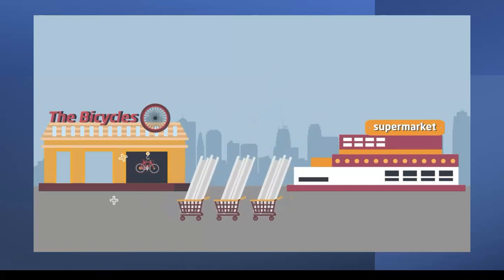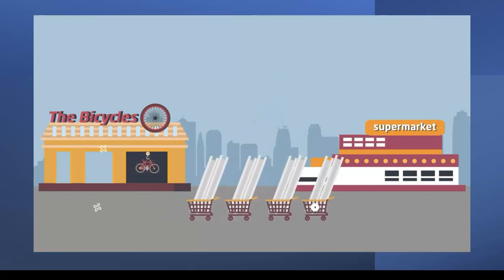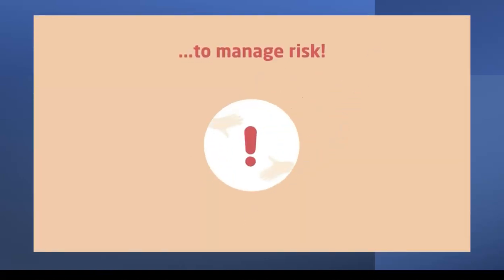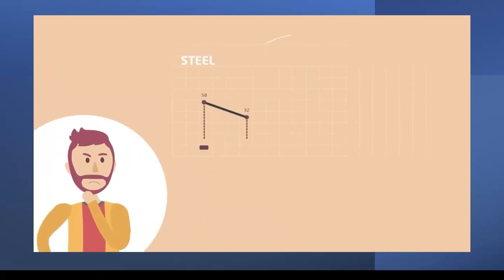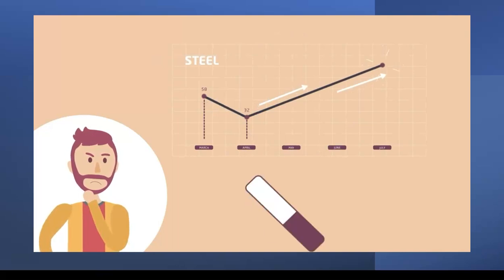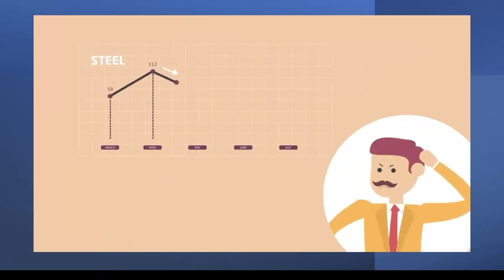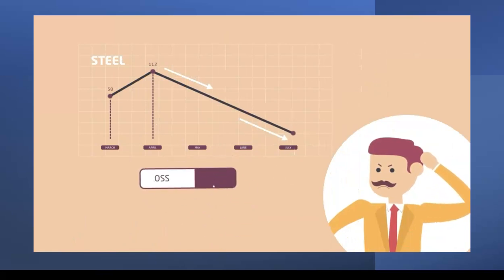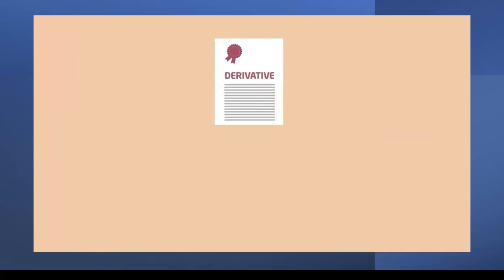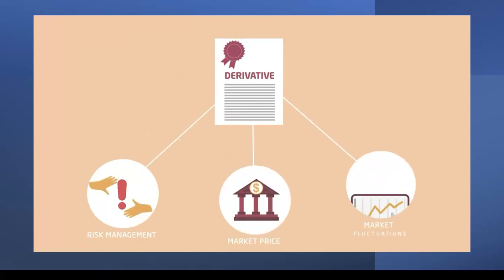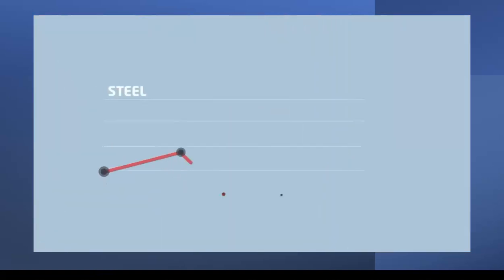Okay, but why? Why not simply buy steel when you need it? The answer is simple: to manage risks. Here's what John thinks. What if the price of steel skyrockets and I will lose money? And here's what Harry thinks. What if the price of steel falls and I will lose money? Each of them enters a derivative contract to manage risks, to agree on a price and to protect himself from market fluctuations.